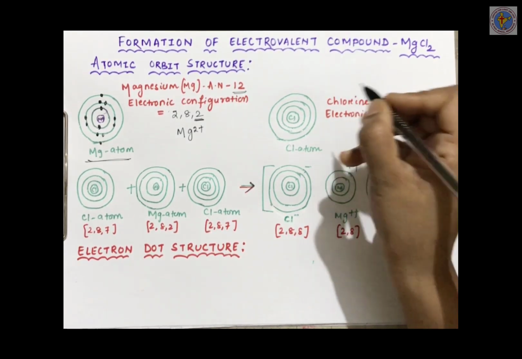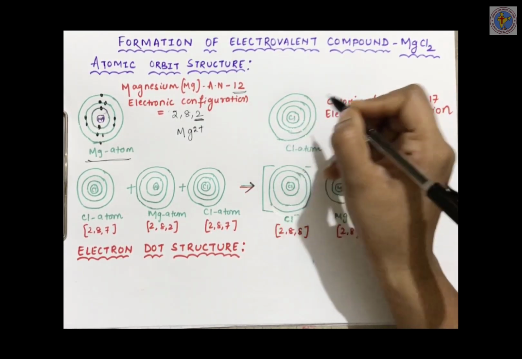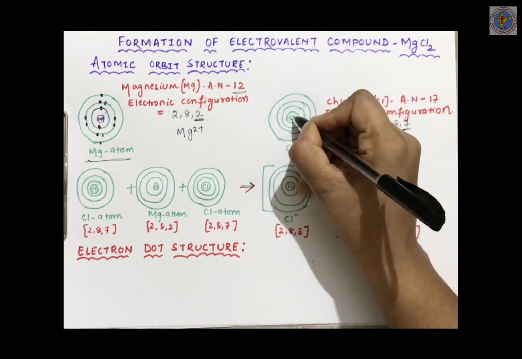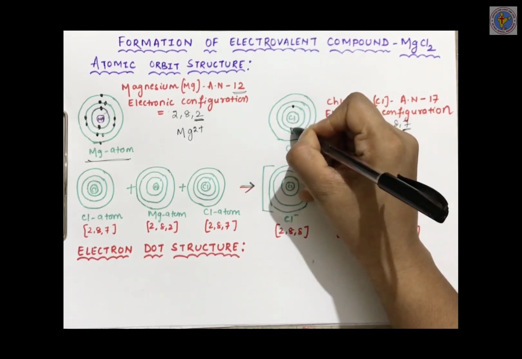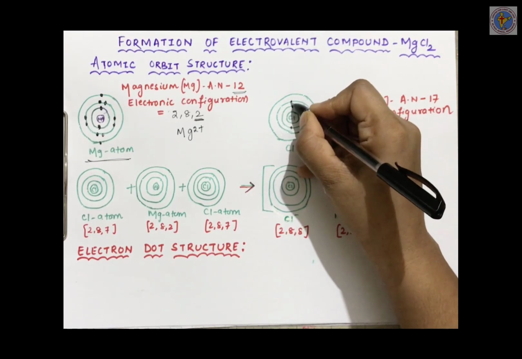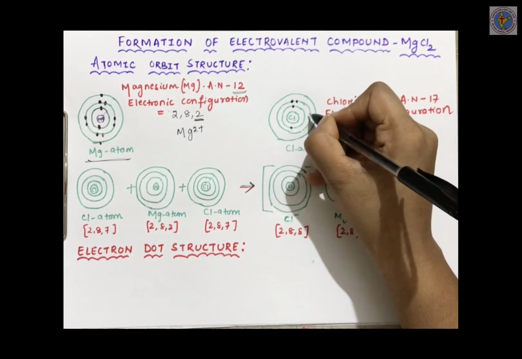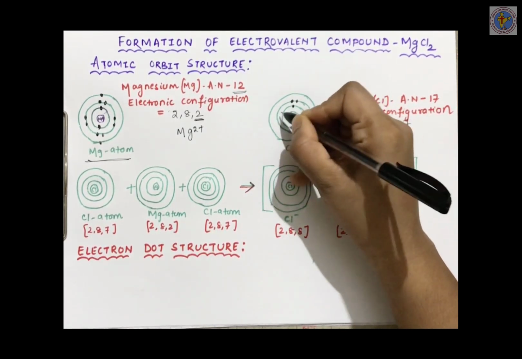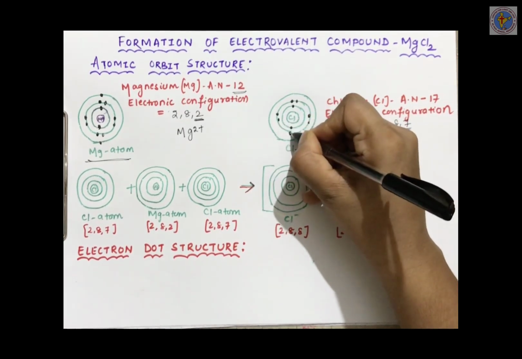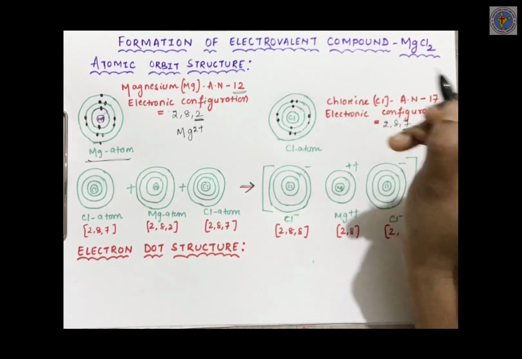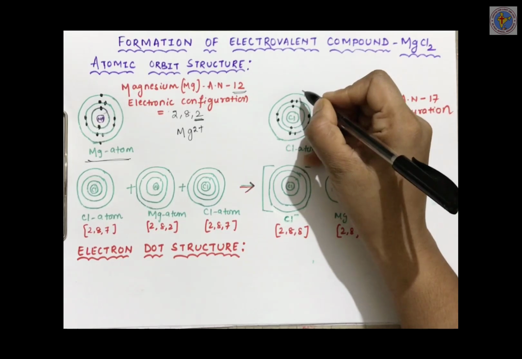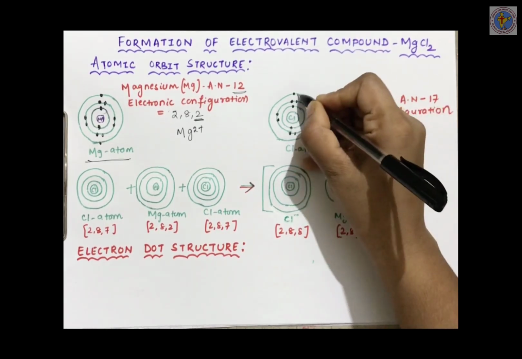So let us draw the orbital structure of the chlorine atom. So as you know, this is the nucleus. Then in the K shell we are having 2 electrons. In the L shell we are having 8 electrons, right? 8 electrons. And in the outer shell, that is M, we are having 7.